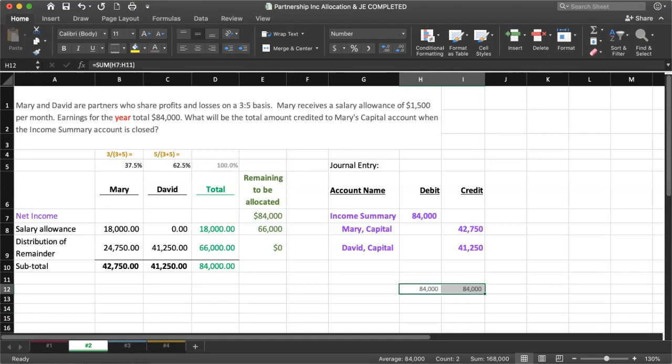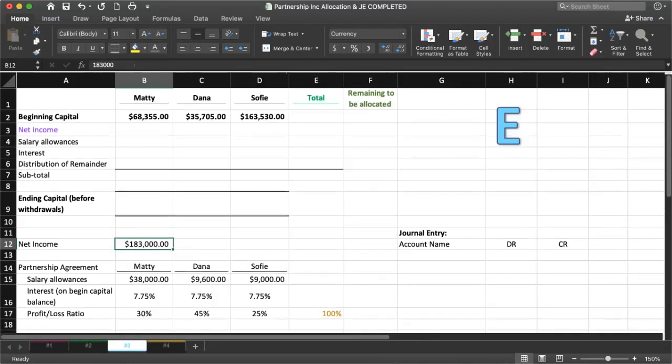All right, so we've done the first one. Just as a review, we talked about the initial investment and how we are going to record the initial investment on the books. That was with number 1. Now with number 2, we're looking at a fairly straightforward allocation of net income to the partners when one partner has received a salary allowance.